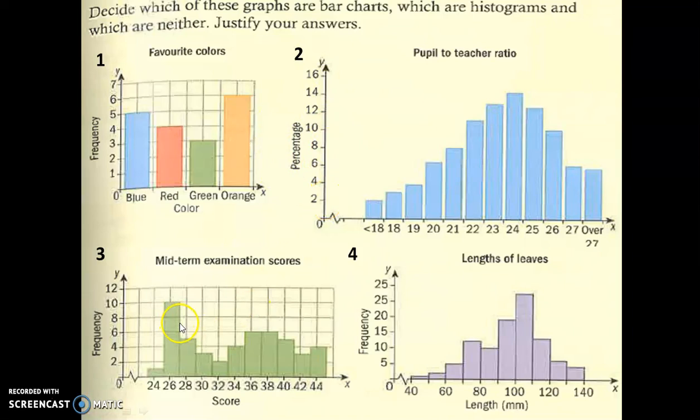All right, and number 3, we see no gaps in the columns, we see quantitative data, and we see frequency here. So this is a histogram. And this last one also can be a histogram. Again, no gaps in the columns, frequency over here.